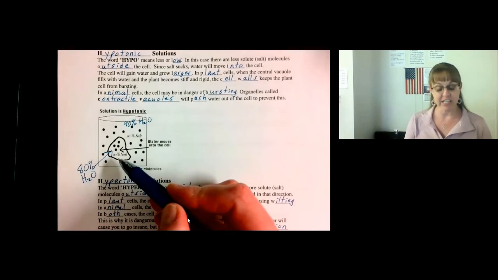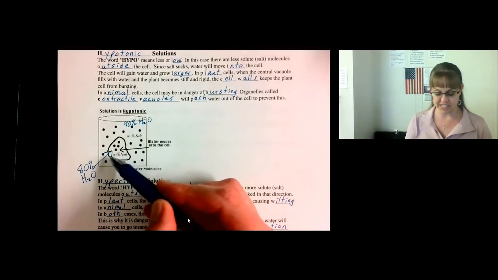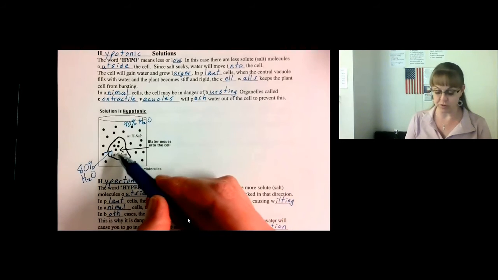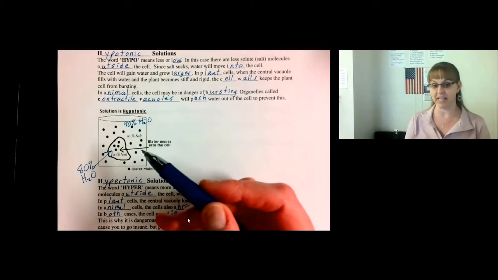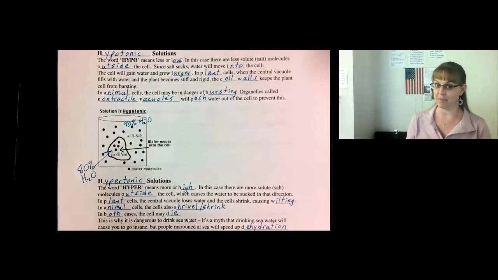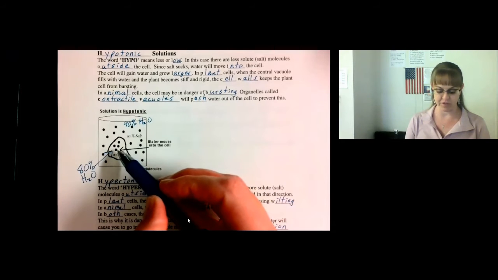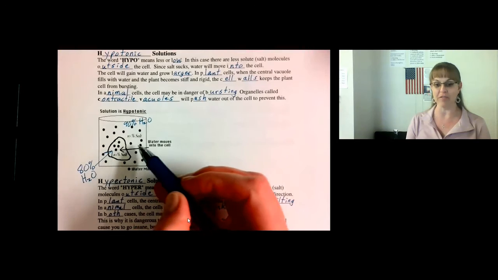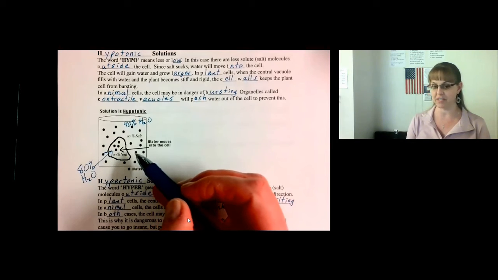The salt is too big to fit through this semi-permeable membrane. If it could fit through, the salt would move out of the cell. But since it can't go through this semi-permeable membrane, water can permeate, salt cannot, and therefore the water has to move to go inside the cell until finally these are about the same percentage of salt.